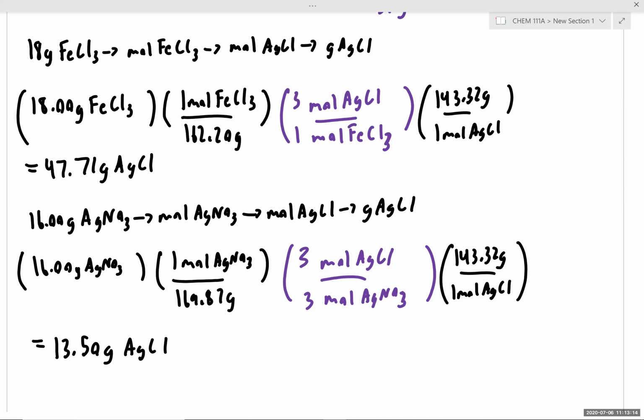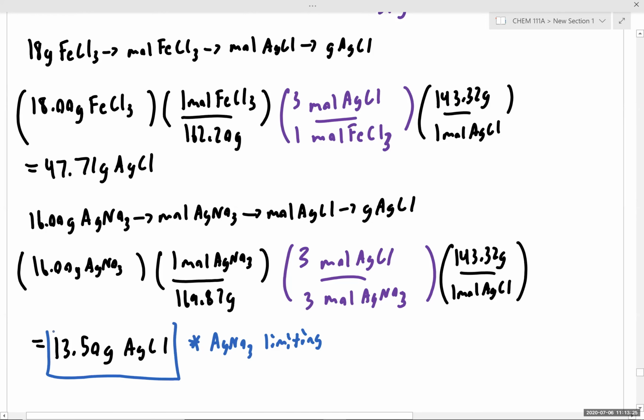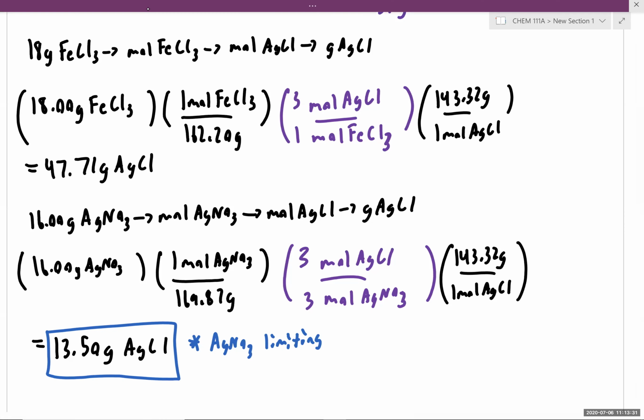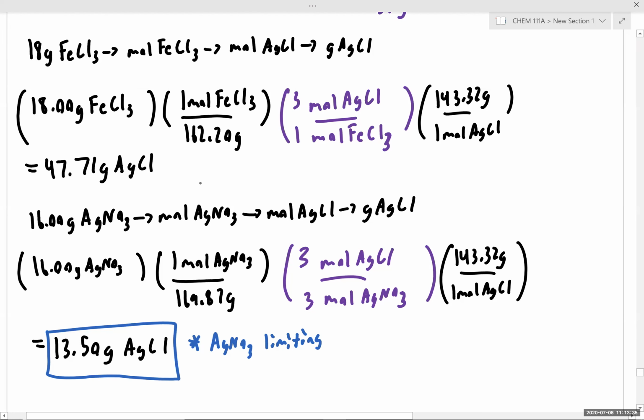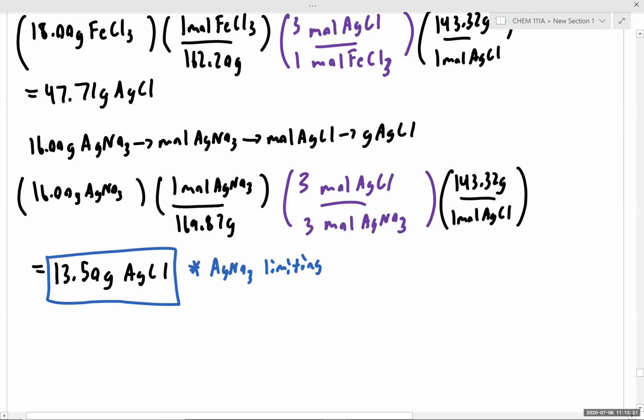Silver nitrate. Yep, exactly right. So then we know that silver nitrate is limiting, and we only generate 13.50 grams of silver chloride. Perfect, perfect. We're almost there. Okay. So now we're going to take our 18.0.